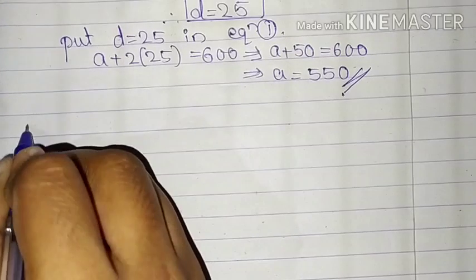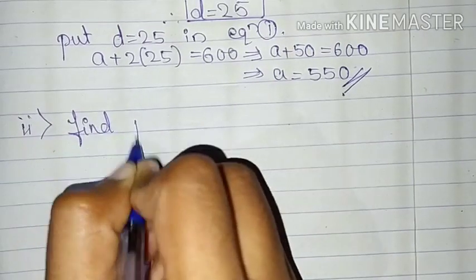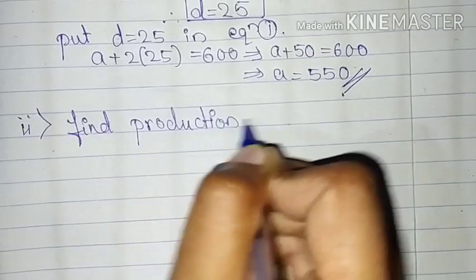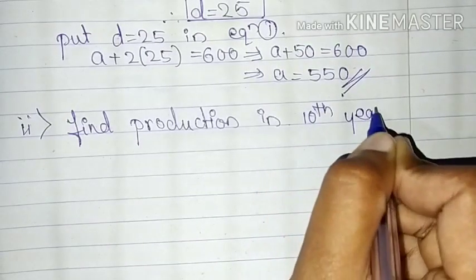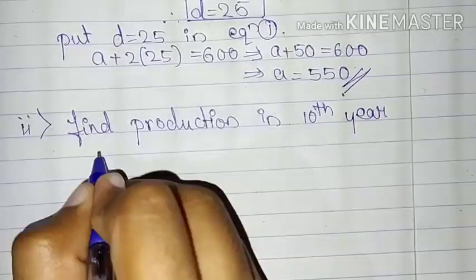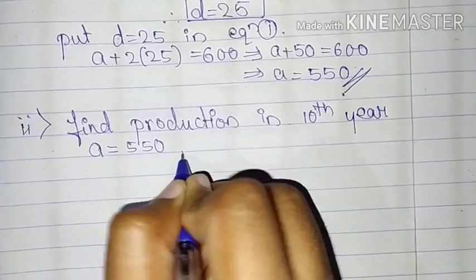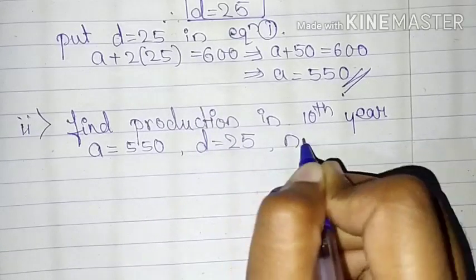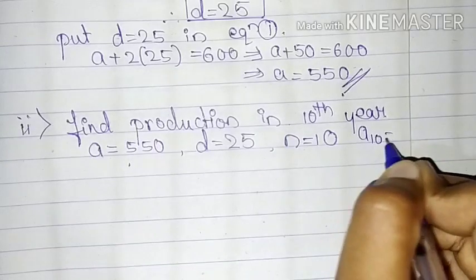In the second sub-question, we are supposed to find the production in 10th year, that is A10. So to find A10, we need A, which is equal to 550. We need D, which is equal to 25. We need N, which is equal to 10. So A10 is equal to how much?